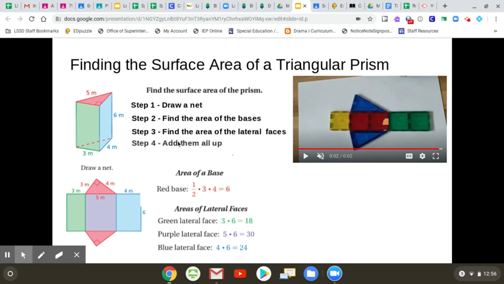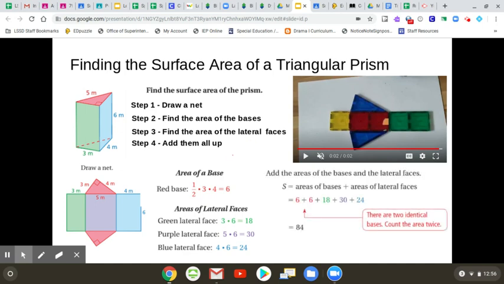Next, we're going to just add them all together. Just like we did in the last one, we're just going to add up all those areas. Remember, there are 2 bases, so we have to add the base in twice. So 6 plus 6 plus 18 plus 30 plus 24 equals 84. So the surface area is 84 square meters, or meters squared.